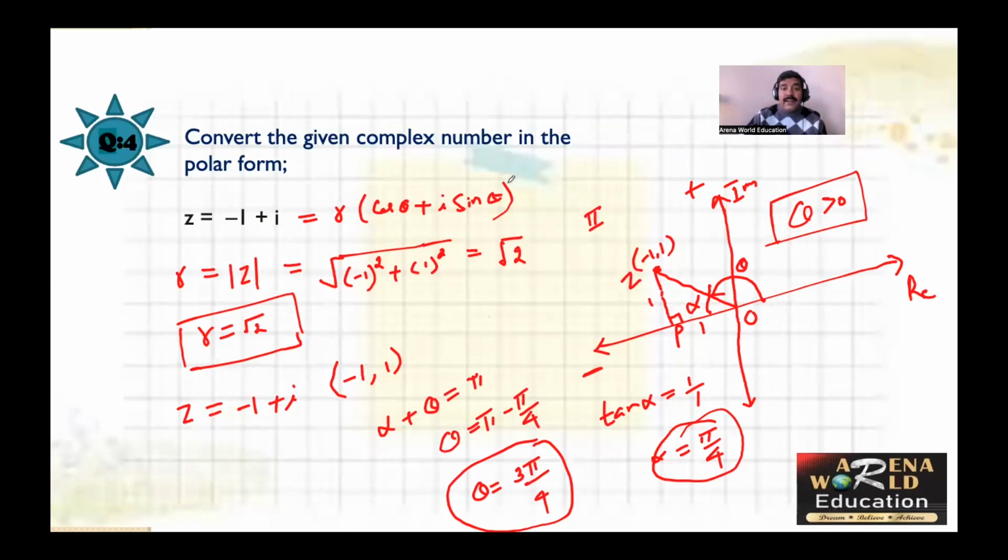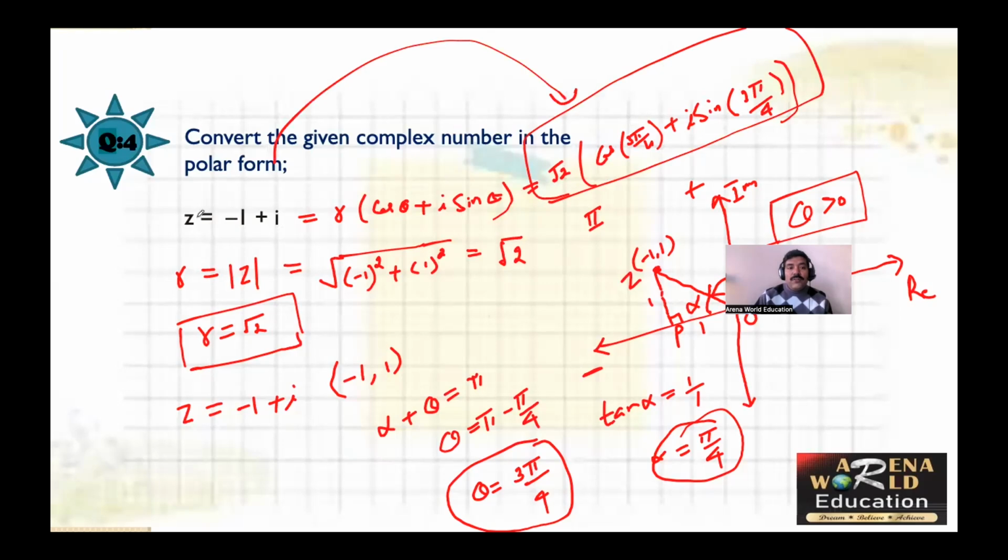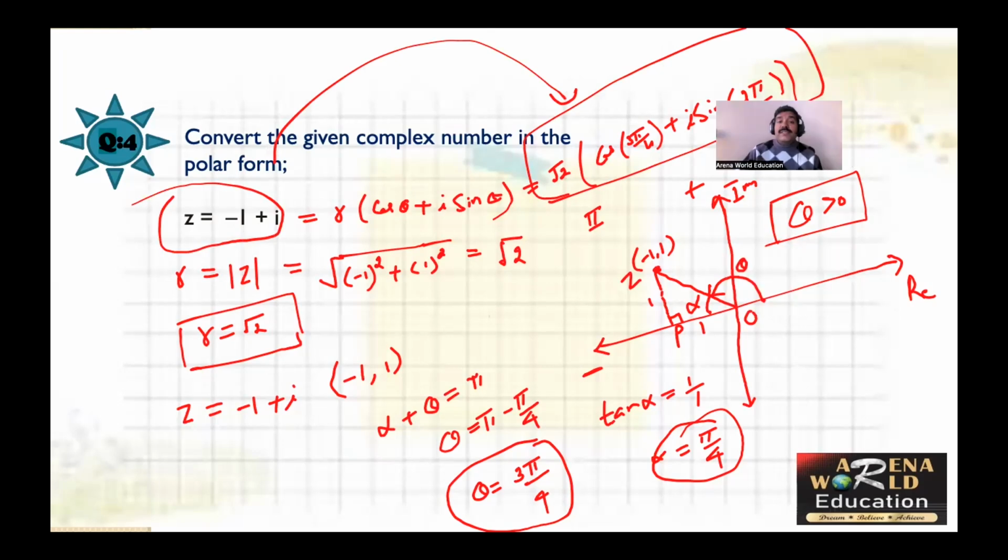So now what is the final result? Yes, what is the value of r? R is under root 2 and your cos 3 pi by 4 plus, yes, it is iota into sine 3 pi upon 4. Yes. So this is the final required polar form of given complex number. I hope everybody is clear now. Now you guys can easily solve all the questions related to complex number, right?